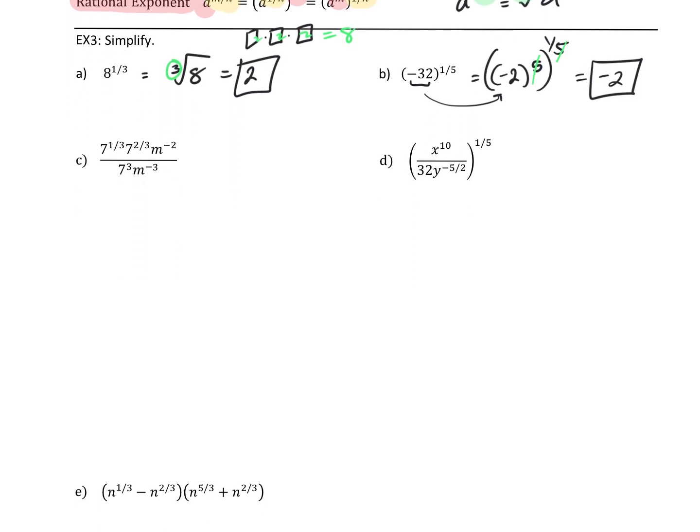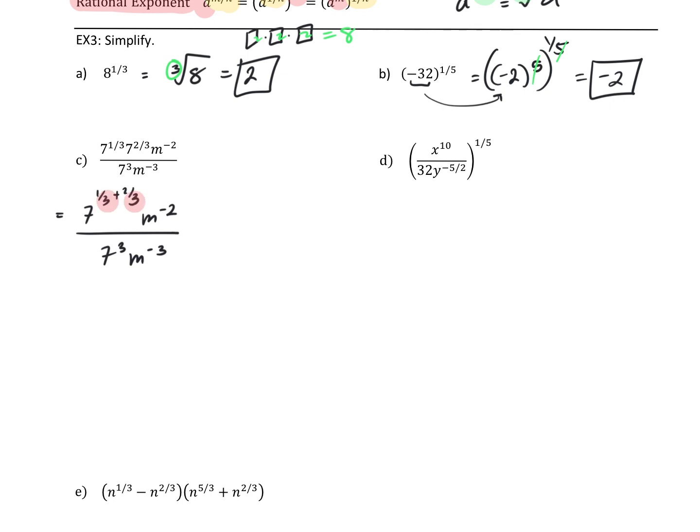All right, let's take a look at C. What's going on here? We have base 7, 3 different base 7's. And they're being raised to different powers. And then we have 2 base m's. So I'm going to be using that product rule to simplify out with the base 7's. The first one I see is 7 to the 3rd power times the 7 to the 2/3 power. So I can keep the base 7 and add their 2 exponents. And then I'll just do the m to the negative 2 over 7 to the 3rd, m to the negative 3.